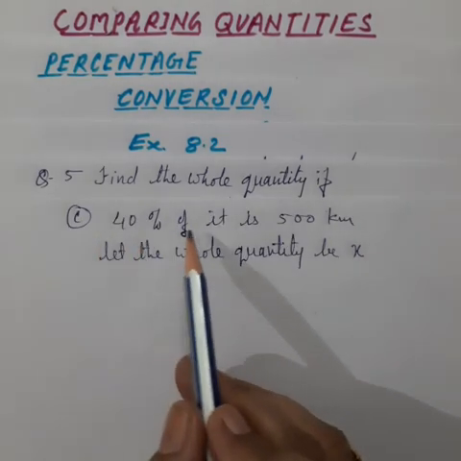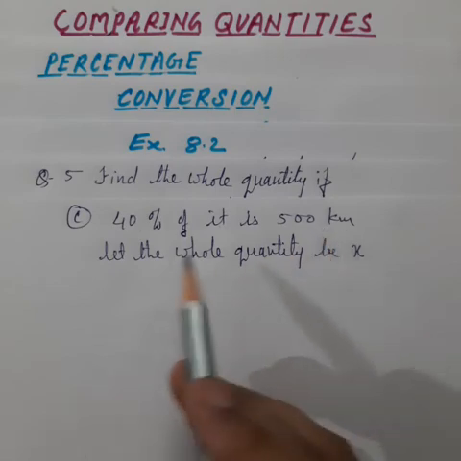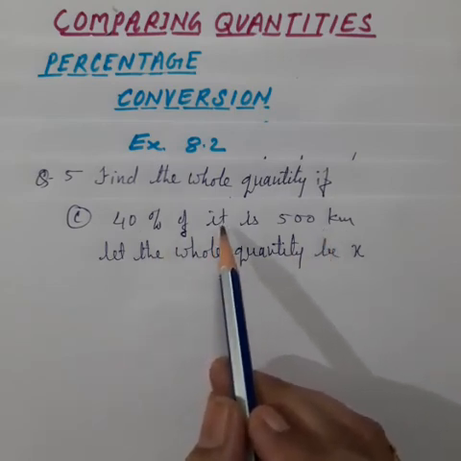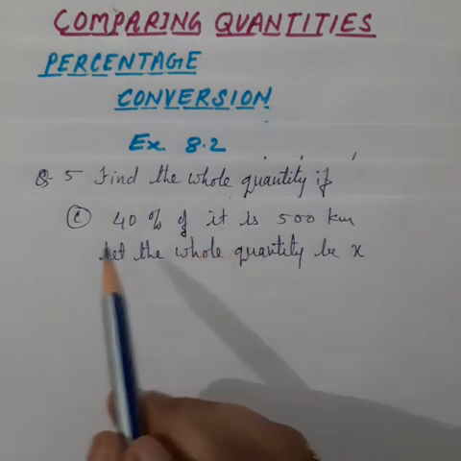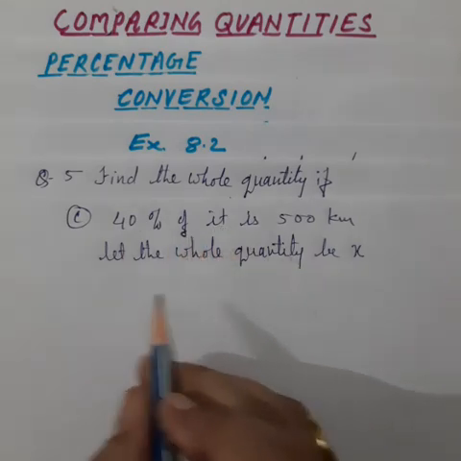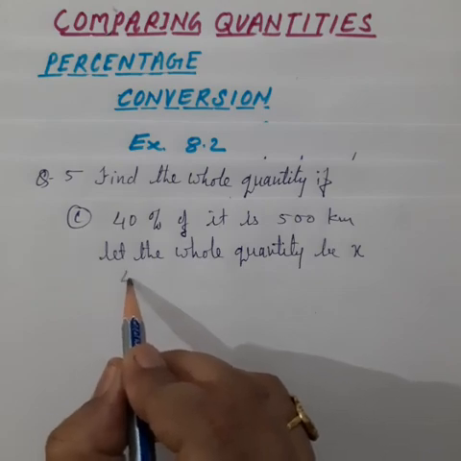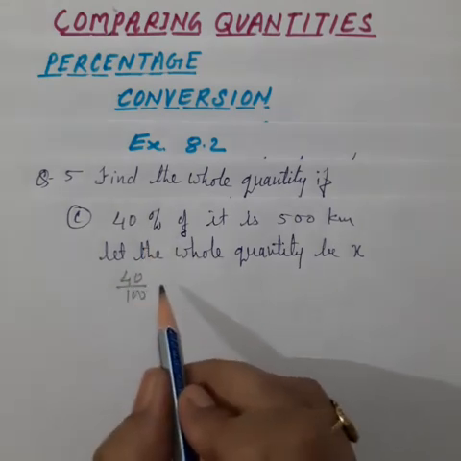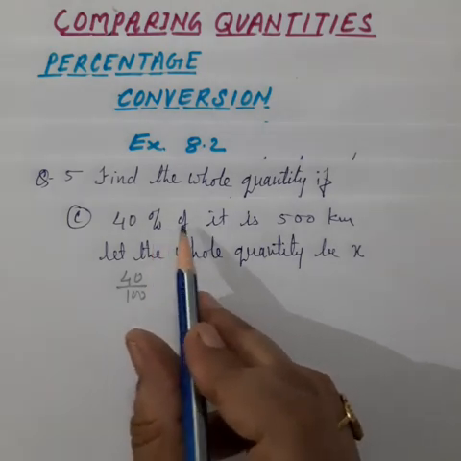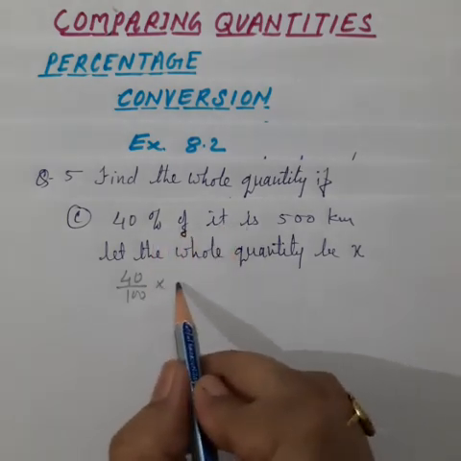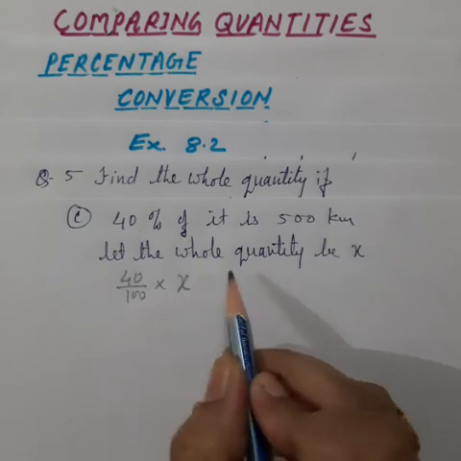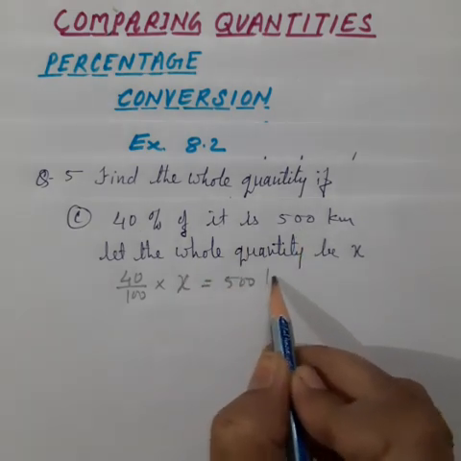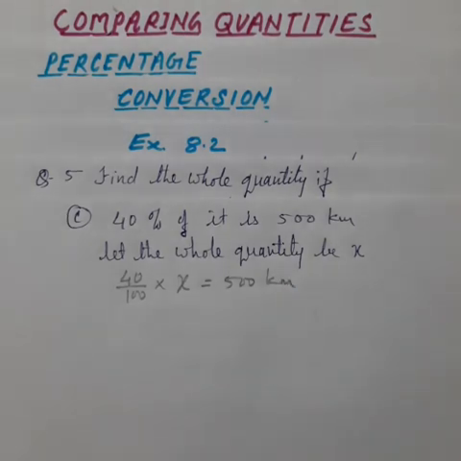C. 40% of it is 500 kilometer. Again this 'it' is the whole quantity. It is unknown. We have to find out. Let the whole quantity be unknown x. So write it as 40 for percent, 100 in denominator, then of means into, it is the whole quantity x, is means equal to 500 kilometer.